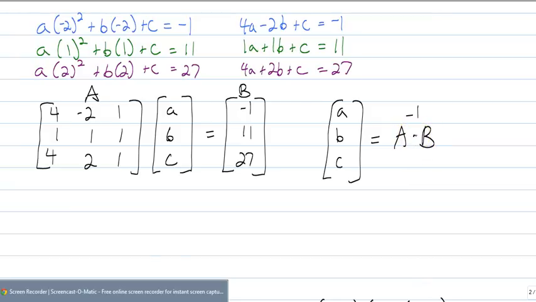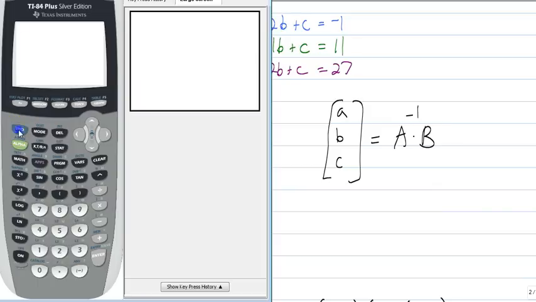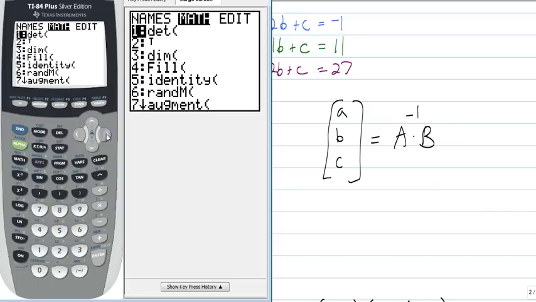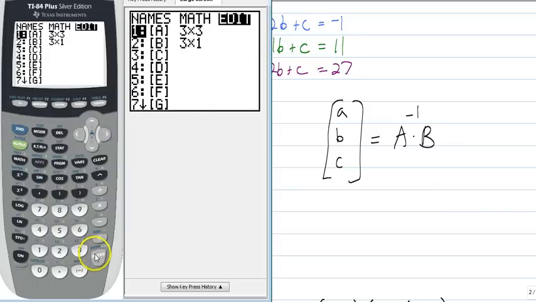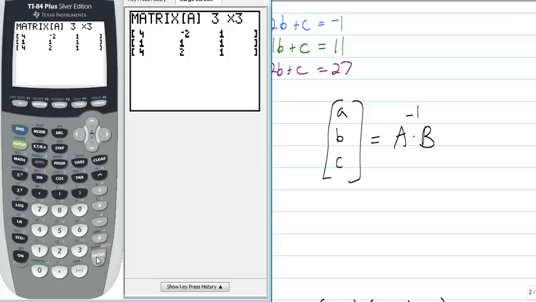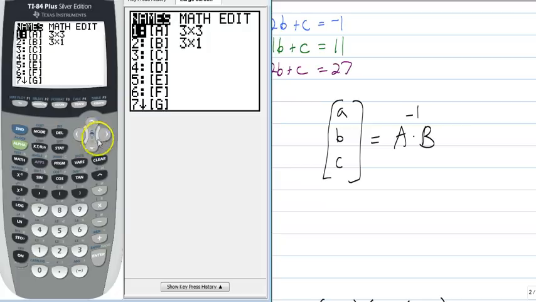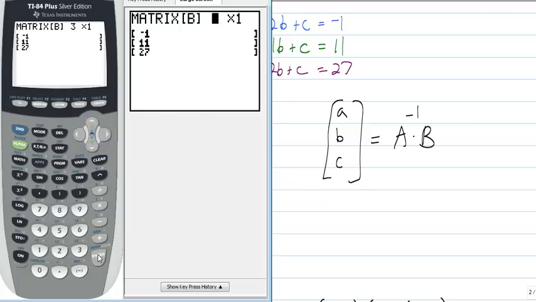times, they're being multiplied. So let's get the calculator out. I already have these pre-typed in because, you know, I can do that. But this is what it should look like. You go to second matrix, which is the inverse button, and go over to edit A, make it a 3x3, and enter in all your coefficients, and it should look like that. Do the same for B. Edit B, and it should be a 3x1 that looks like that, negative 1, 11, and 27.